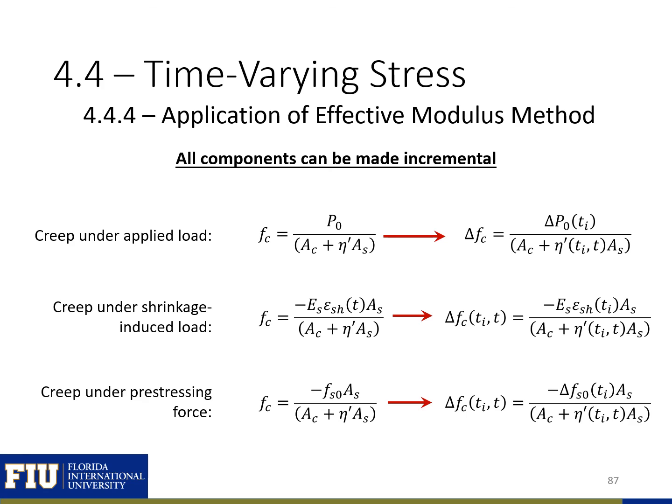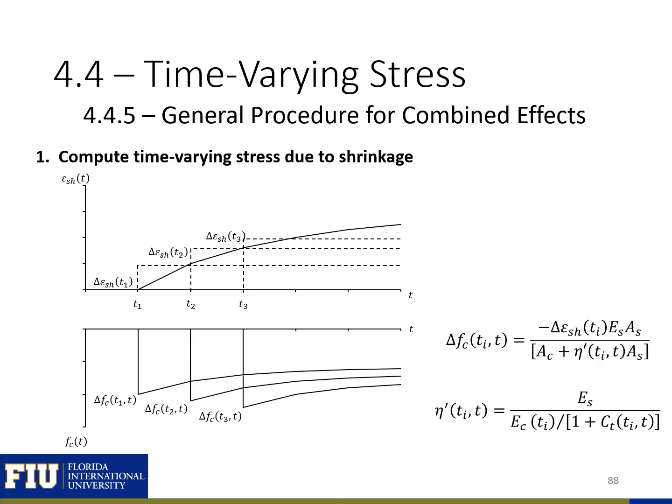Note that we can combine this effective modulus method with our superposition method because all these different components can be made incremental. So essentially we could look at what is the effect of an incremental load or an incremental shrinkage or an incremental pre-stressing, and then just sum all of these components up to find the total effect, similar to the superposition method. Our general procedure for taking into account these combined effects is laid out on the following slides.